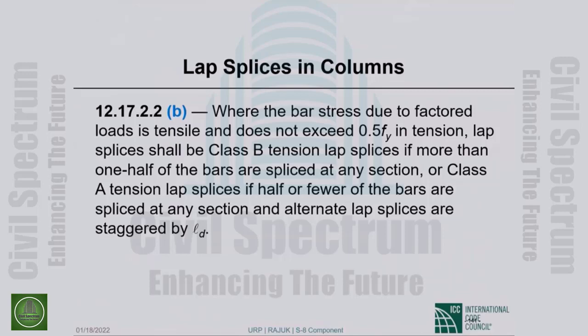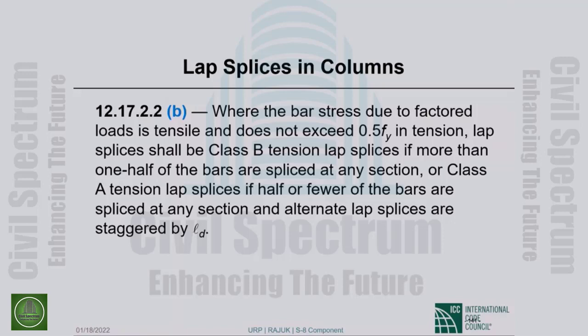Where the bar stress due to factored loads is tensile and does not exceed 50% of F sub y in tension, lap splices shall be class B tension lap splices if more than one half of the bars are spliced at any section, or class A tension splices if half or fewer of the bars are spliced at any section, and alternate lap splices are staggered by one development length. Quite a bit said here, and it may be worth repeating. So where the bar stress due to factored loads is tensile, remember these are column bars, but the stress is tensile, but does not exceed 0.5 F sub y in tension.